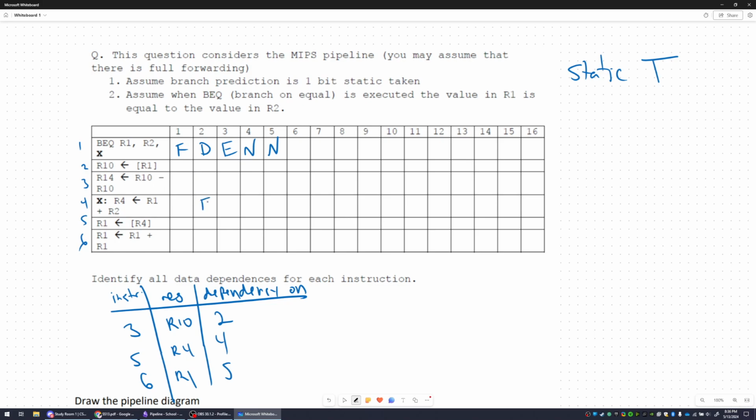For this, we just fetch this one right away, right? Let's see. So fetch, decode.